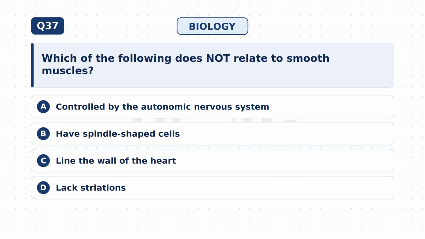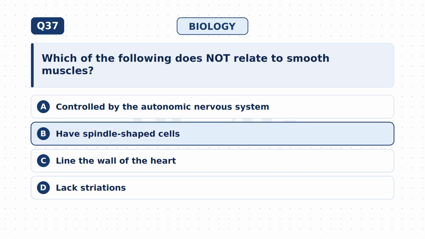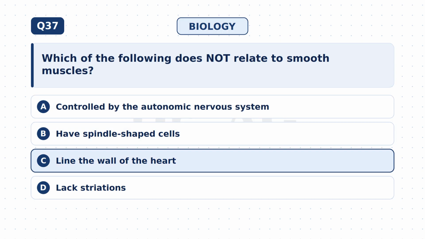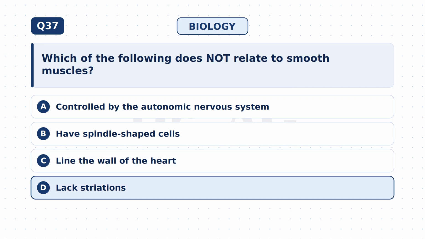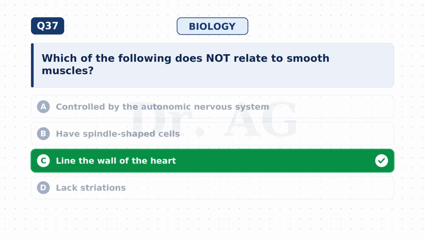Question 37. Which of the following does not relate to smooth muscles? Option A, controlled by the autonomic nervous system. Option B, have spindle-shaped cells. Option C, line the wall of the heart. Option D, lack striations. The correct answer is C, line the wall of the heart.